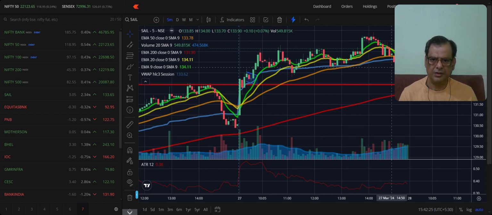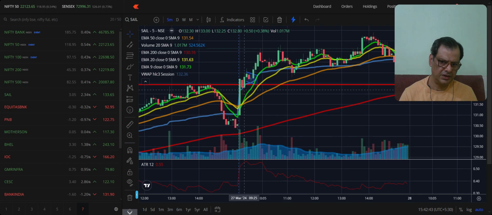Even if we sold off somewhere here, at 132.90 we would have made 1 rupee. If you sold as soon as it touched VWAP, you wouldn't have made much, but depending on your quantity, your stop loss is not hit here. So this is how you would place a trade here.